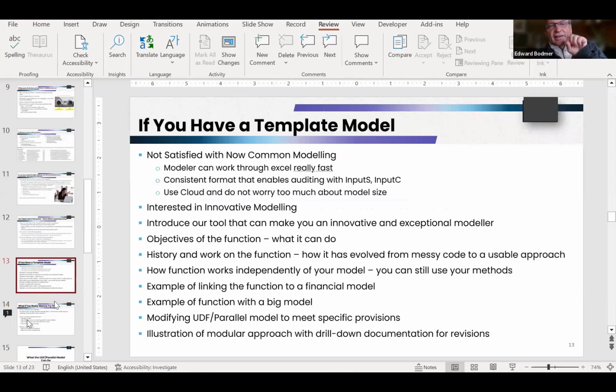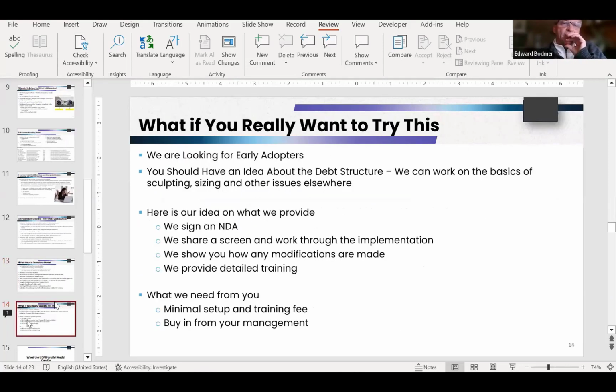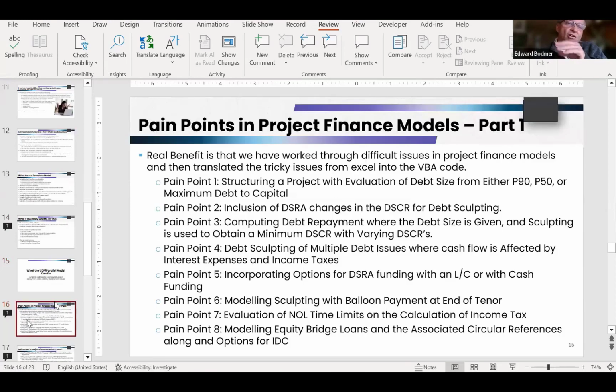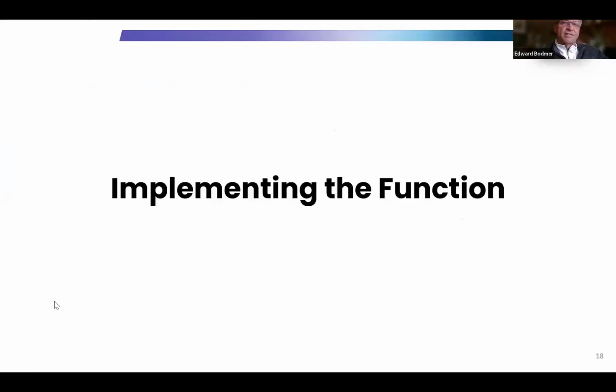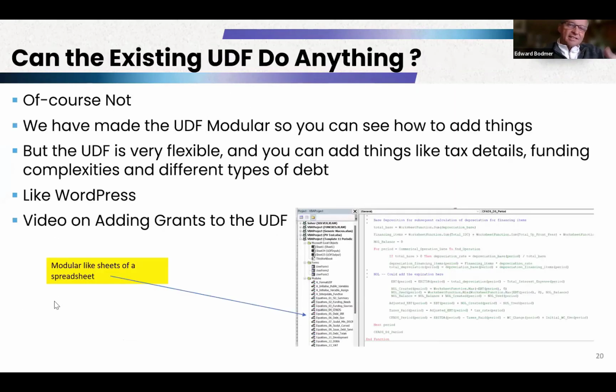Here's where we talk about adding it to your template model. I don't have to go through these; I've almost been through a whole lot of them. What happens if you put the changes in the DSRA into the CFADS if it's a cash DSRA? How do you do that? That's a pain in a model. What happens if you want to switch between a DSRA with a letter of credit or cash immediately? What happens if there's a balloon payment? You can put all of these things in, and this is kind of what I just showed you.